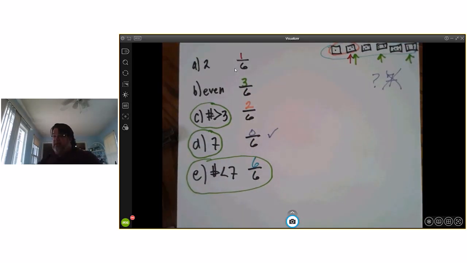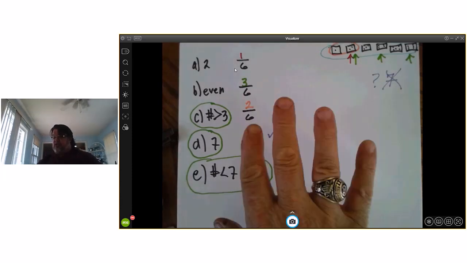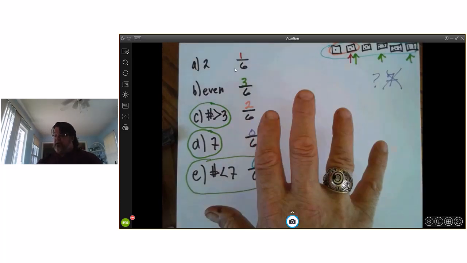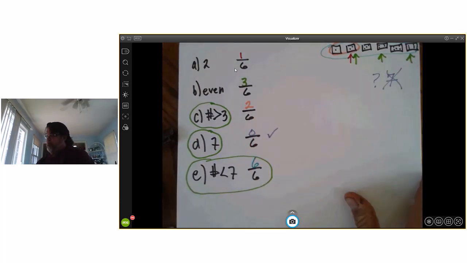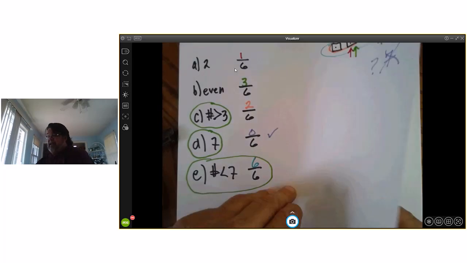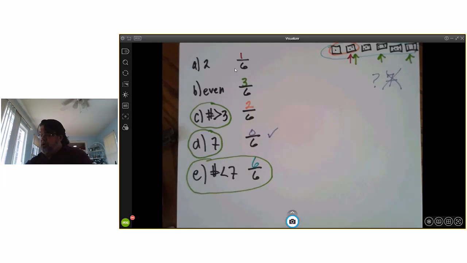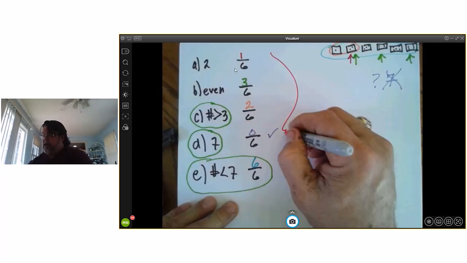Okay? So those are real basic test questions, but all 5 of those could be a test question in 11.1. Okay? And what kind of probabilities are these? Are these physical probabilities or theoretical? They're theoretical because I don't have a die in front of me and I'm not rolling. So all of these are theoretical.